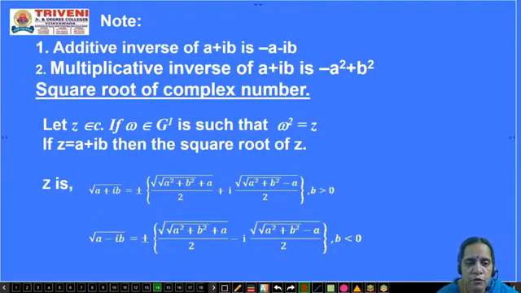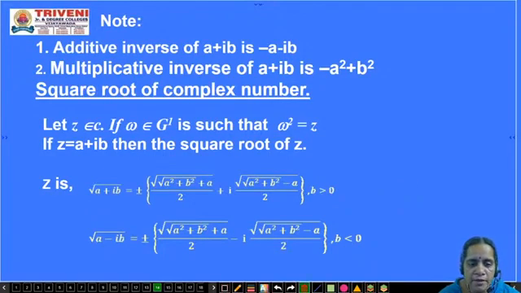Suppose a note point is there: the additive inverse of a plus ib is minus a minus ib. This is the value. Additive inverse means the negative of a complex number; the negative and the additive inverse of a complex number are the same. We put the value of z, a plus ib. Minus of a plus ib is minus a minus ib.